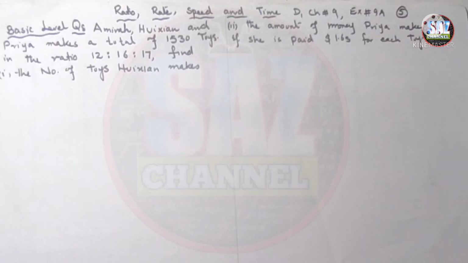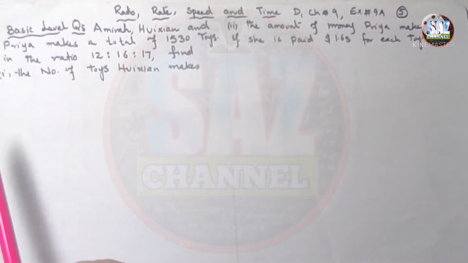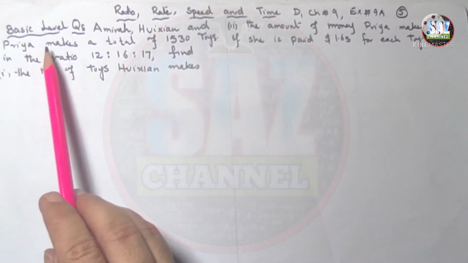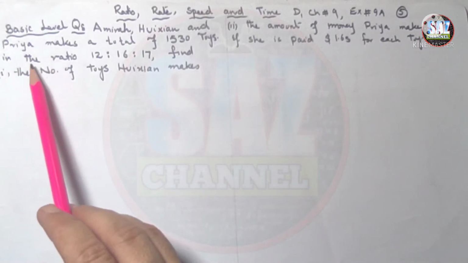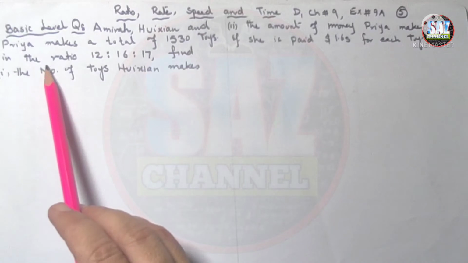This is my fifth lesson of D1 chapter number 9, exercise 9A, that is about the ratio, rate, speed and time. In this class, students will be learning and discussing basic level question number 8. Let's first read the question carefully and understand the question.